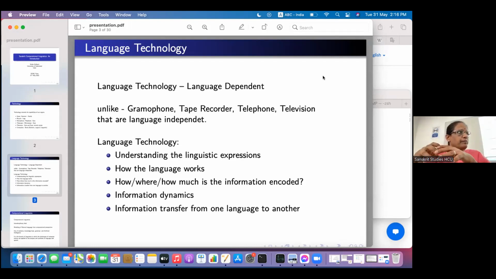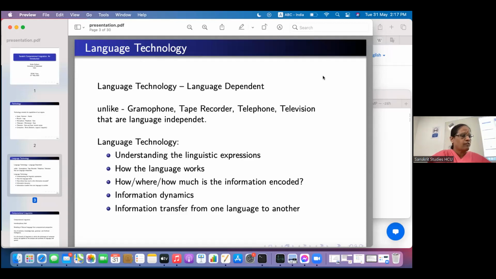language dependent. Now, what do I mean by language independent and language dependent? Language independent is something which we can use for any language. We don't have to tune it specifically for any particular language. Whereas this language technology, for example, let us take the translation engine. A translation engine has to be tuned for a particular language. We cannot adapt it as it is. Or the OCRs that are being developed, we need to develop them for different languages specifically.